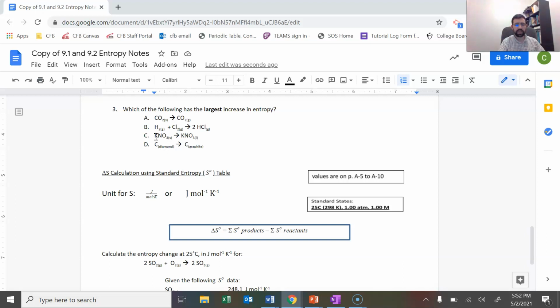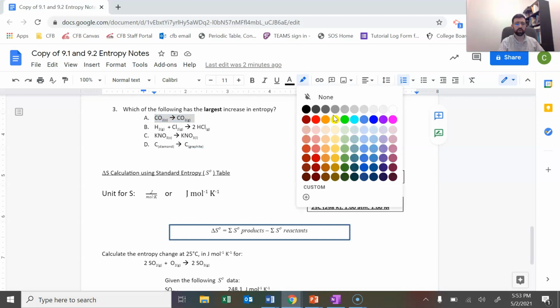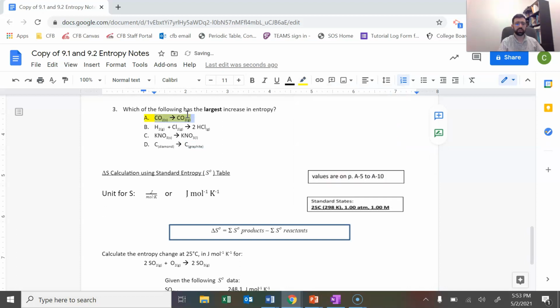All right, over here I have KNO3 as a solid becoming KNO3 as a liquid. That's a state of matter change. That's pretty substantial. But again, that's going from solid to liquid. This was going from solid to gas. It's a pretty big change. And then I have carbon as a diamond turning into carbon as graphite. There is an increase in randomness, but it's still the same state of matter. So the best choice for this, just qualitatively looking at it, would be the first one, going from a solid to a gas.